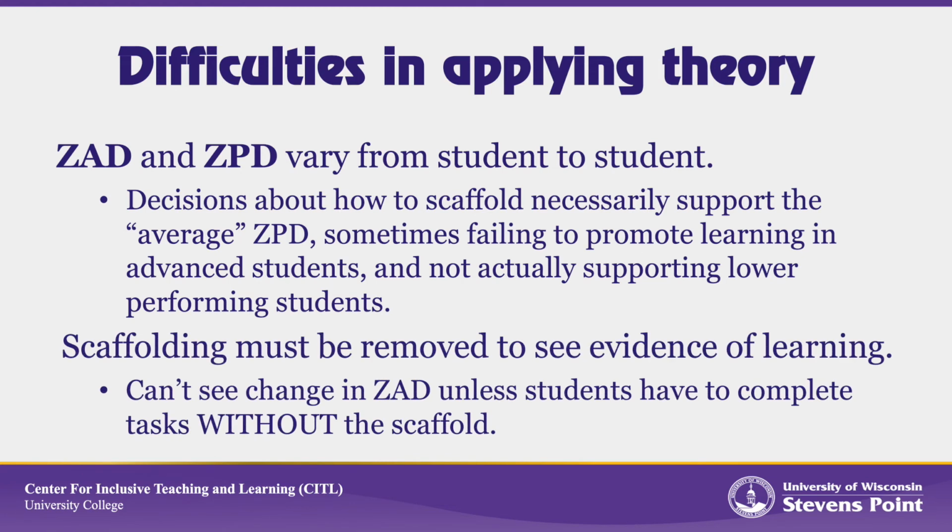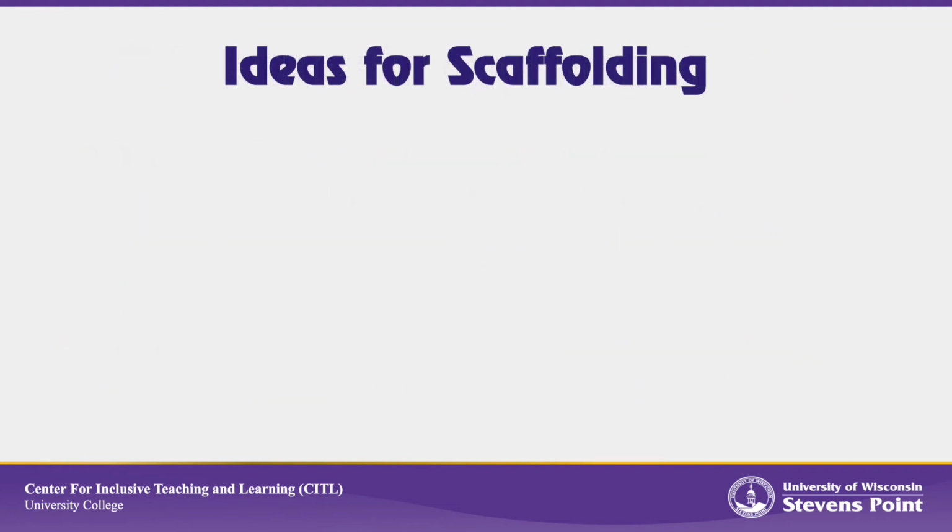Another problem with the application of these ideas is that in order to see or measure learning, we must remove the scaffolding. We can't see change in the zone of actual development unless students have to complete tasks without the scaffold. Now that you have a better idea of what is meant by scaffolding, I'd like to leave you with a few ideas about how you can scaffold your course to support students in the zone of proximal development.